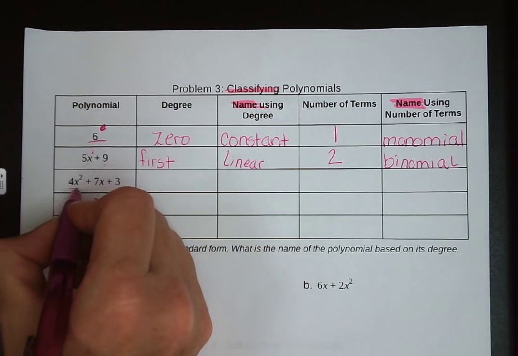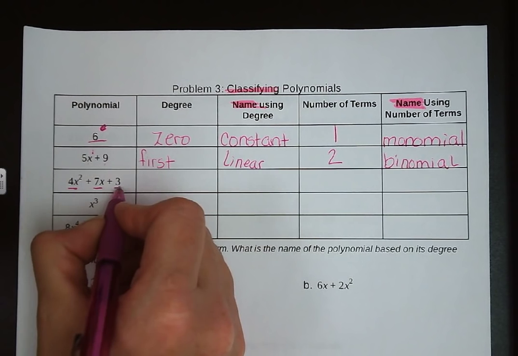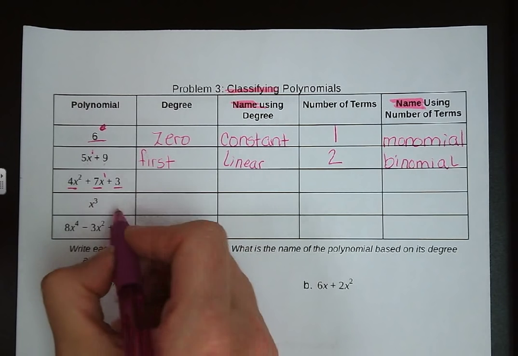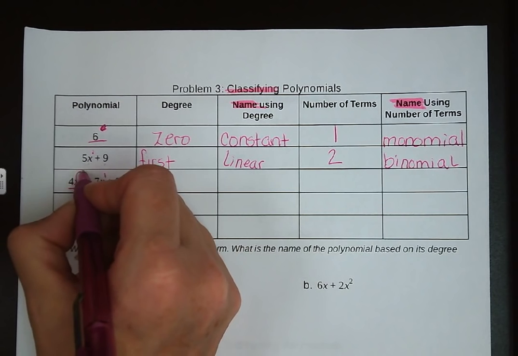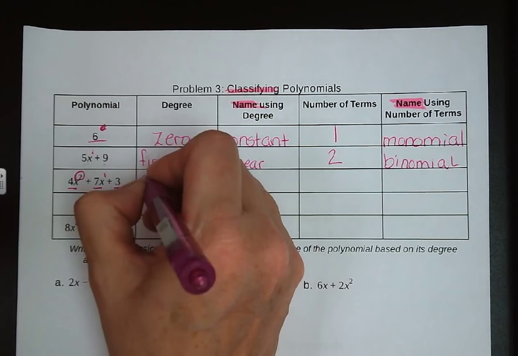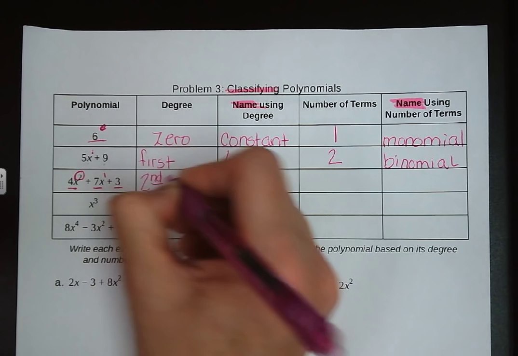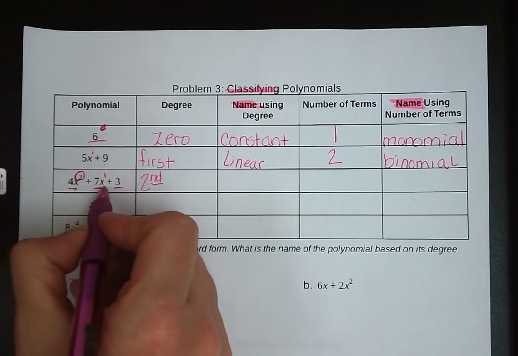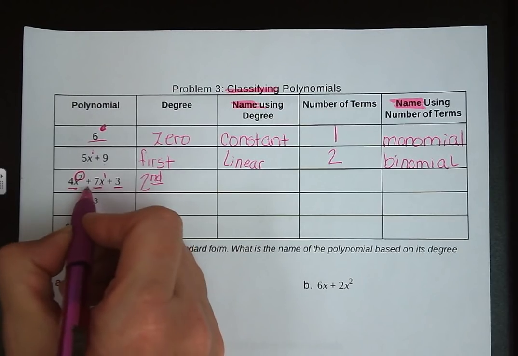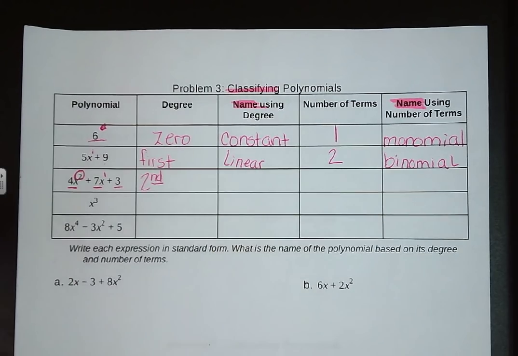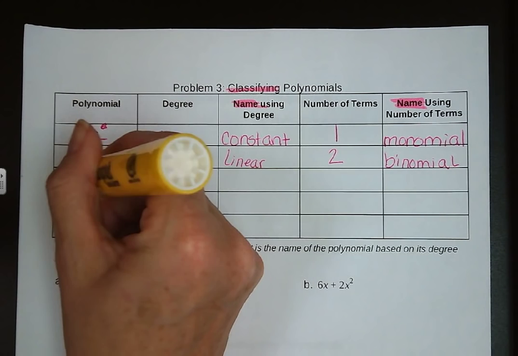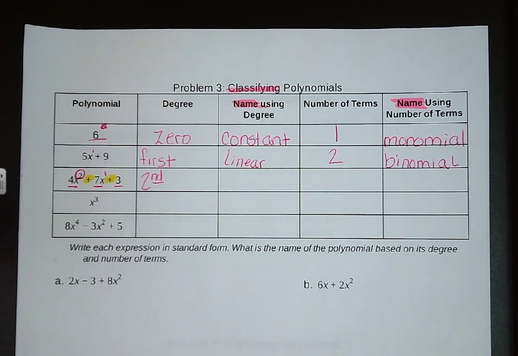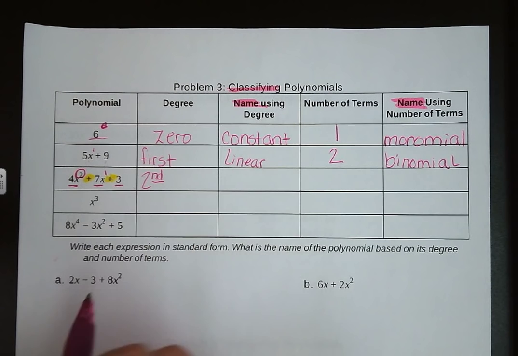All right, next up, we've got 4x squared plus 7x plus 3. So our highest exponent there is 2, so that is a second degree polynomial. Why don't you add them? Because they are not single terms. In a polynomial, our degree is the variable with the greatest exponent. So this is made up of 3 separate monomials that are added together.